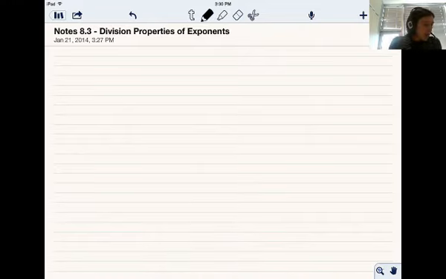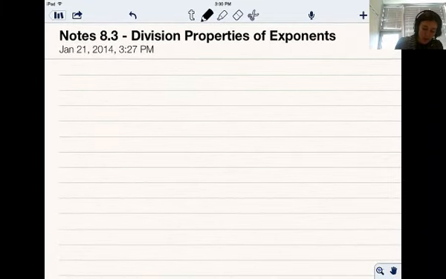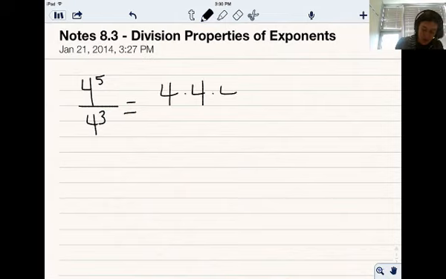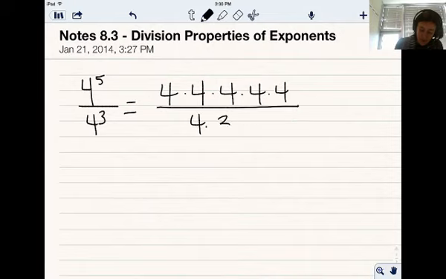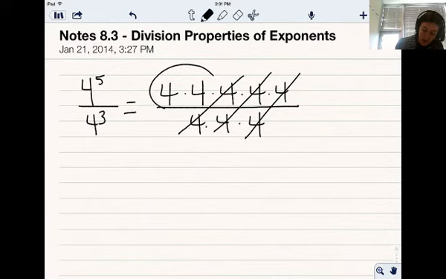So today we're talking about division properties of exponents, and let's start with an example. If we have the problem 4 to the 5th over 4 to the 3rd, let's get right into it. If we were to write that out in expanded notation, we would have 4 times itself 5 times in the numerator and 4 times itself 3 times in the denominator. And if we were to cross off all the common factors, we'd be left with 4 squared.